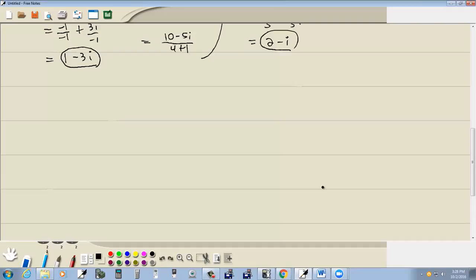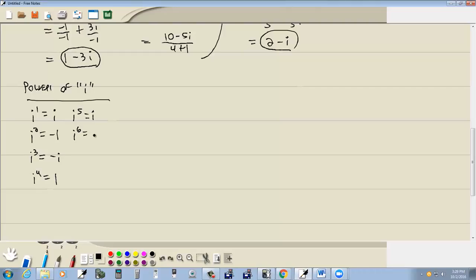Now let's look at powers of i. We got i at first, which is i. We got i squared, which is negative 1. i to the third is negative i. And i to the fourth is positive 1. So then, our i to the fifth will be i. i to the sixth will be negative 1. i to the seventh is negative i. And i to the eighth is positive 1. Then this pattern repeats.